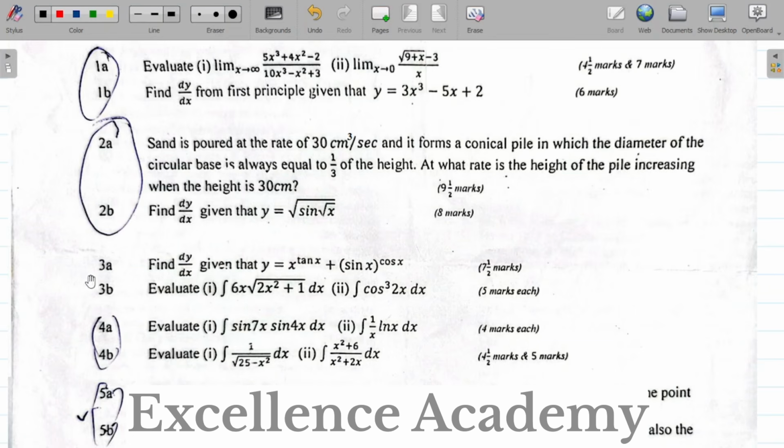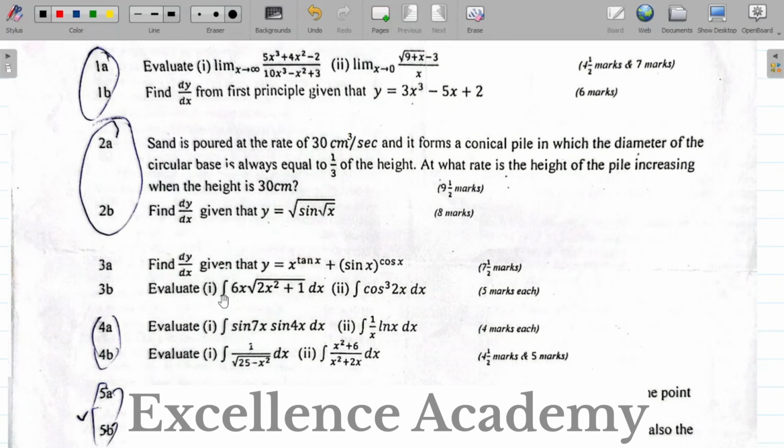All right. So question 3a, it says find dy dx given that y is equal to x raised to power tan x plus sine x raised to power cos x. All right. So you have this. We've already solved this question in our previous video. I will leave a link to this question in the video description. So check the video description, you'll see a link to the solution to question 3a. Okay, I've solved this before, as I said. Let's look at 3b.